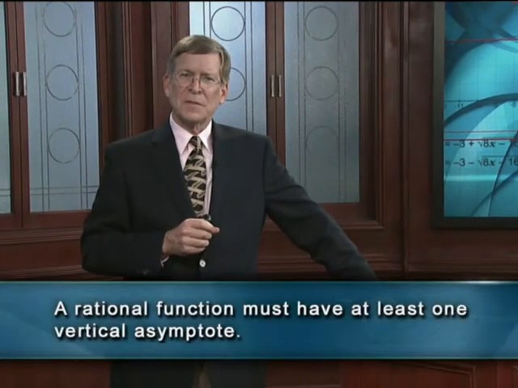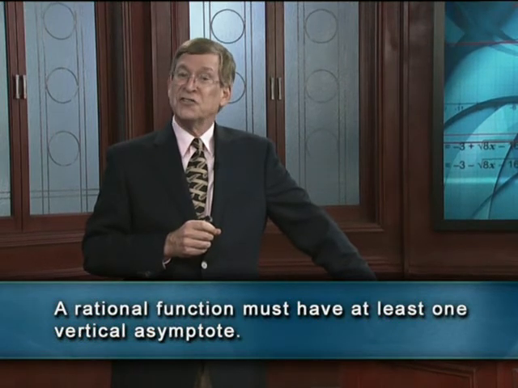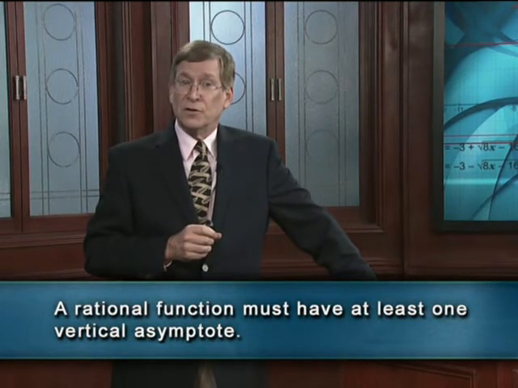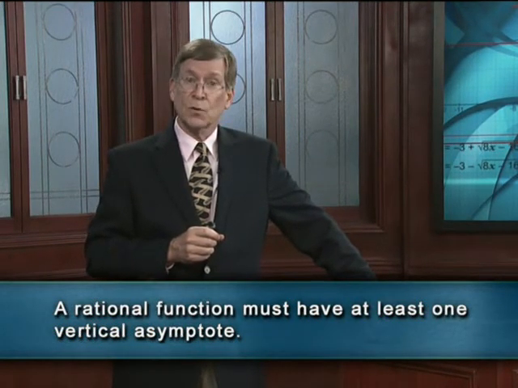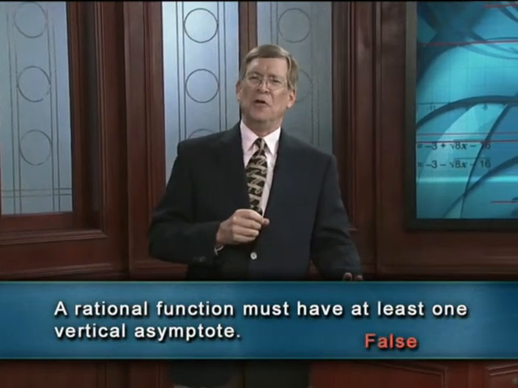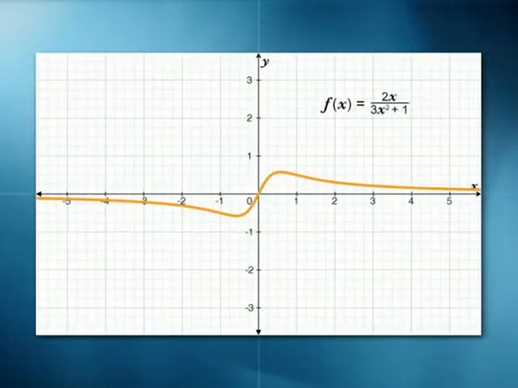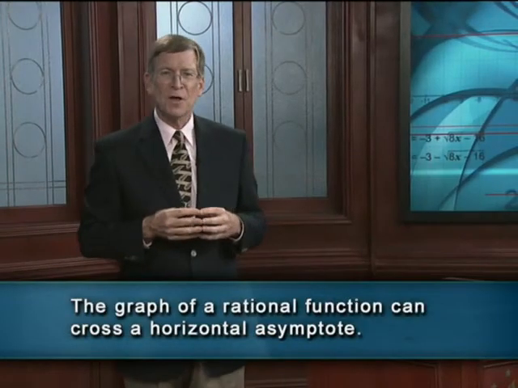Another question. A rational function must have at least one vertical asymptote. What do you think? False again. For instance, 2x over 3x squared plus 1, an example we've seen earlier today, doesn't have any vertical asymptotes. The reason being the denominator is never 0. 3x squared plus 1 is always positive. So that's false too.